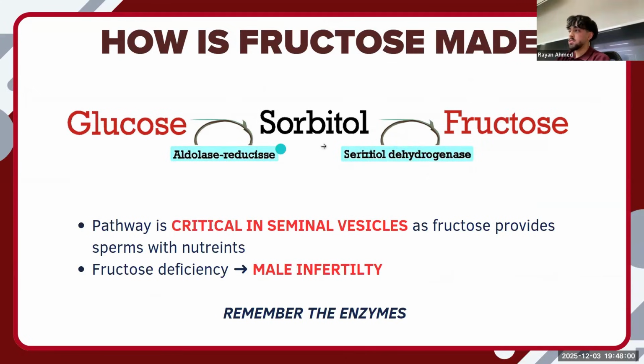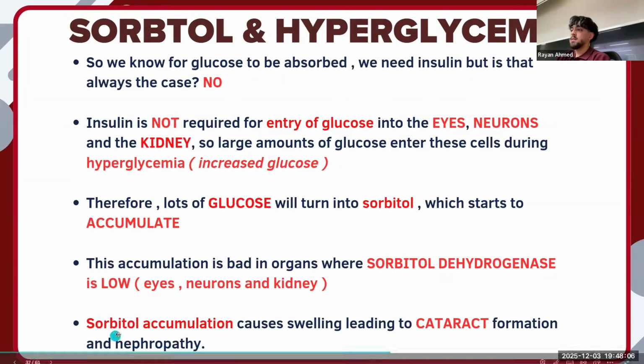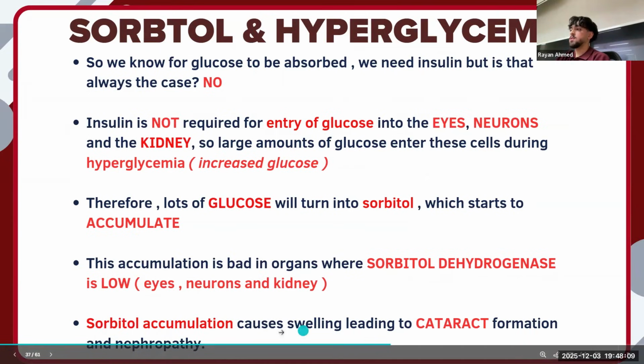And if this accumulates, that's very bad. So sorbitol, when this accumulates in the eyes, kidneys, and neurons, there's a lot of multiple stuff that can happen. Now, sorbitol accumulation will cause swelling leading to cataract formation and nephropathy.